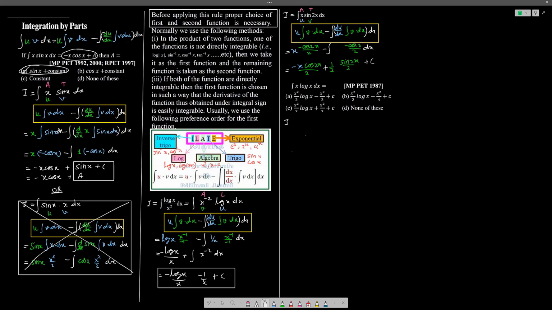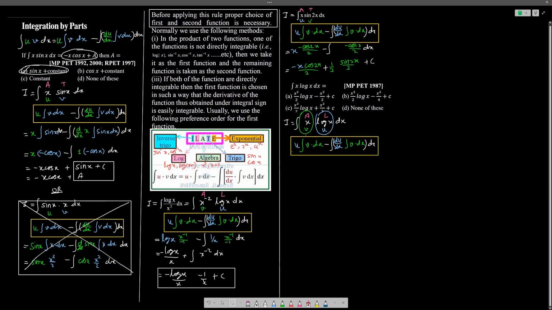Here we have to integrate x log x. First step is identify the function: algebra and logarithmic. So log x comes first, so it will be selected as u and x will be v. Notice that if we put x in u here, or put x in v, x is double-sided, sometimes going this way and sometimes that way. Okay, apply the formula.